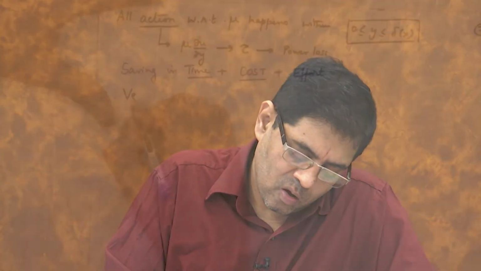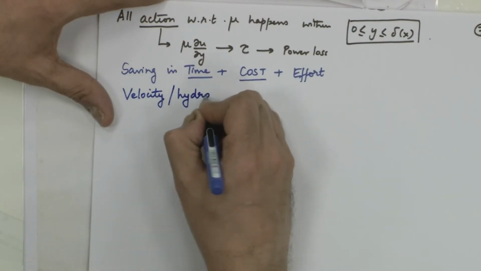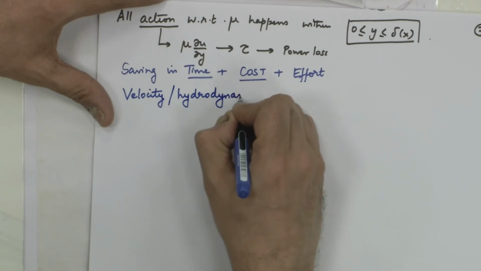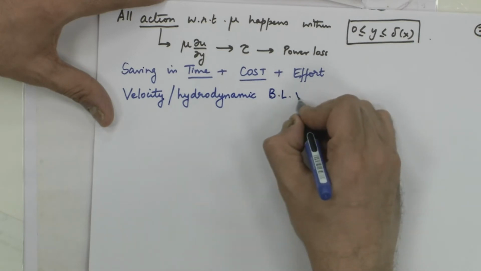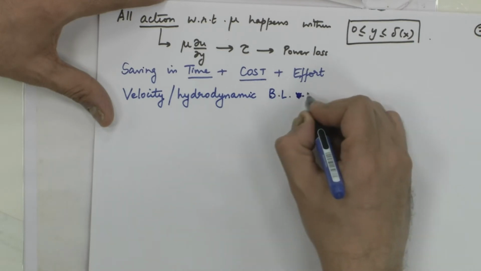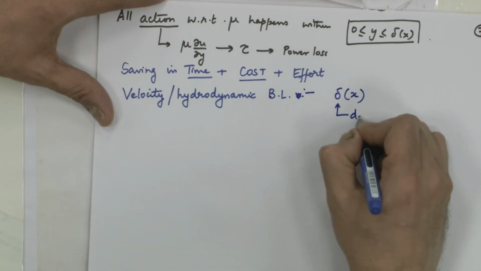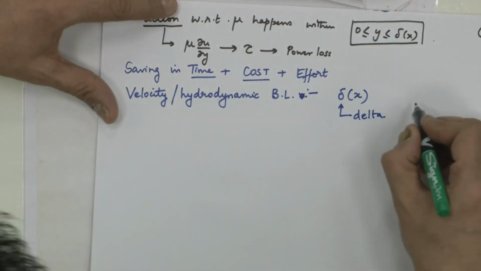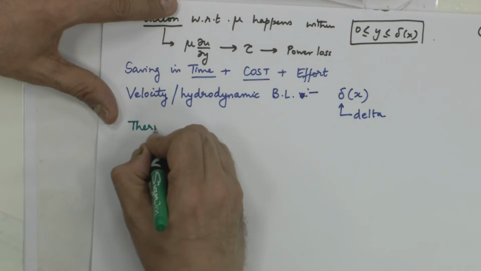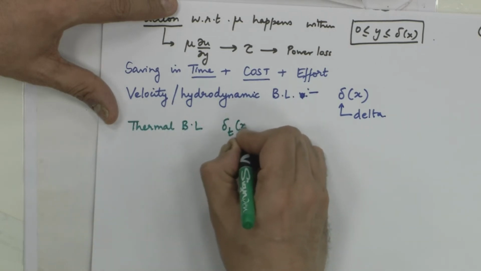The boundary layer that we are talking about is called the velocity boundary layer or hydrodynamic boundary layer. What do you mean by this? Velocity means it is because of viscosity, given by the symbol delta of x. That means obviously there is something else. The other thing that you will see is called the thermal boundary layer, which you will do in heat transfer, given by the symbol delta sub x t.